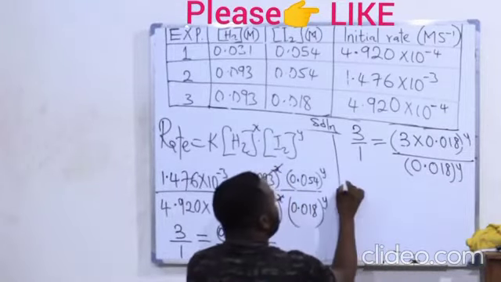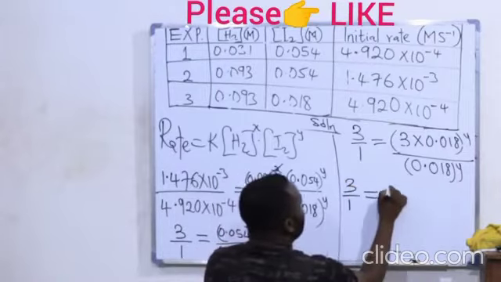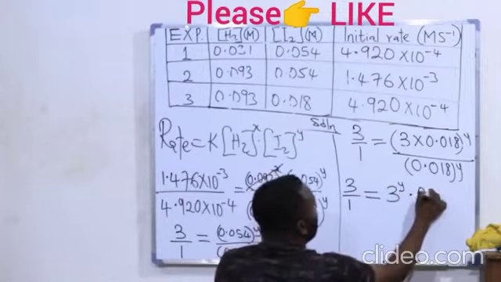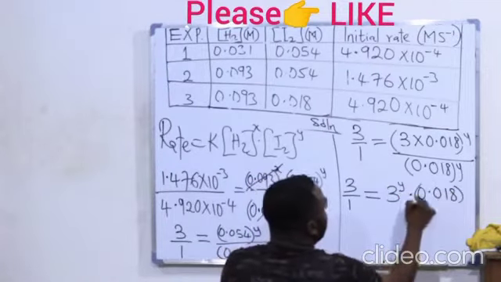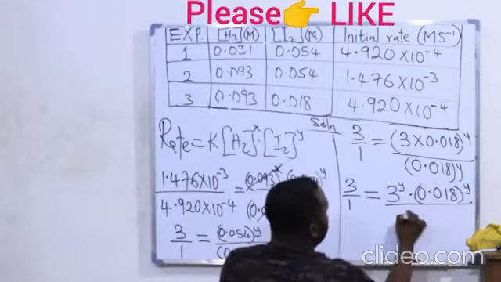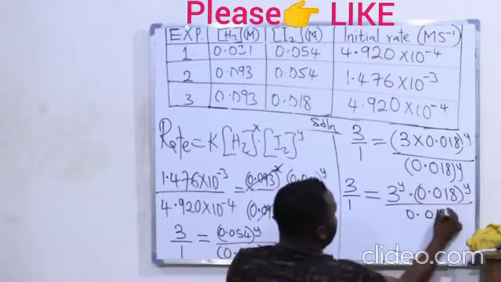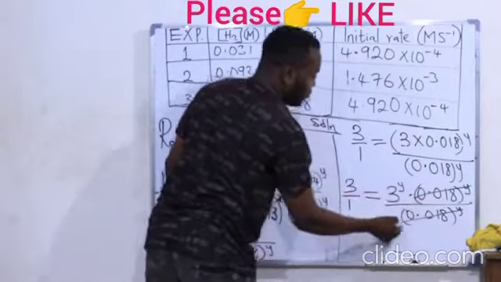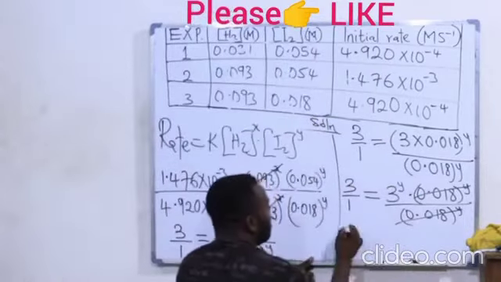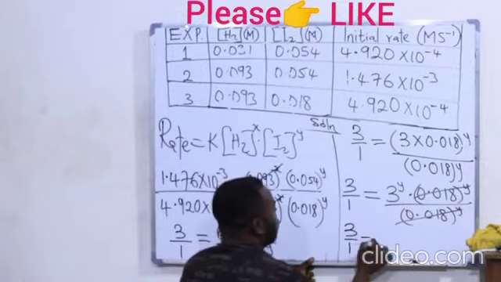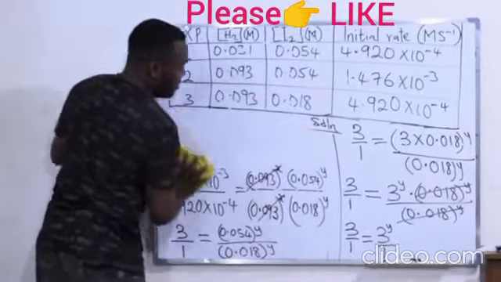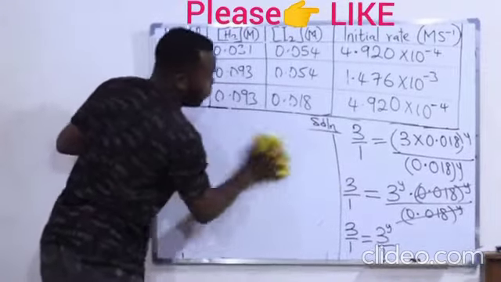So what I will get now is 3 divided by 1 is equal to, opening this bracket will give me 3 raised to the power y multiplied by 0.018 raised to the power of y, all divided by 0.018 to the power of y. So you can see this can cancel out. So I have here 3 over 1 is equal to 3 to the power y. I can still say over 1. From here, you can simply see that we have gotten the value of y as well.